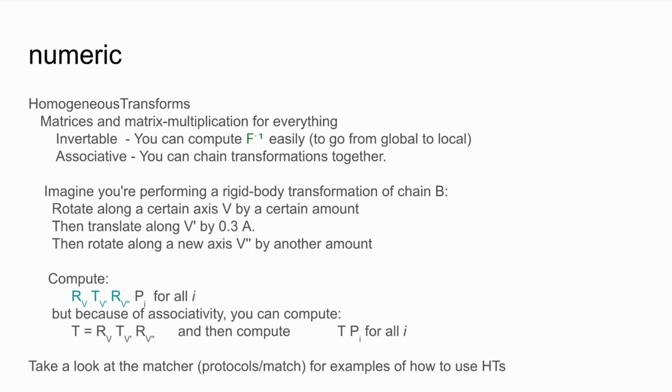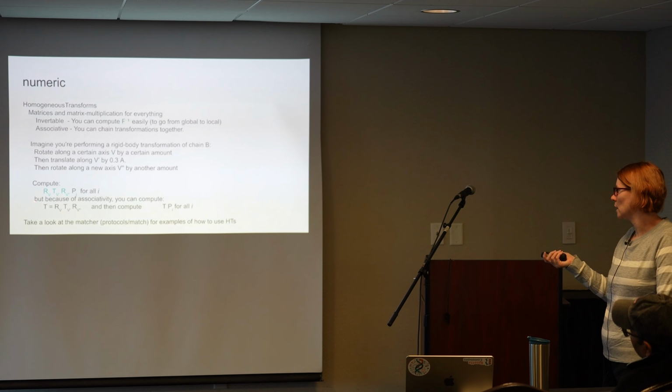And then after that, you rotate again around a new axis, V double prime. So what that would look like is rotation around V, translation along V prime, and rotation around V double prime. And this is applied to your point, and you would run this for all i's, for all points in space. Not all points, X, Y, Z, basically.